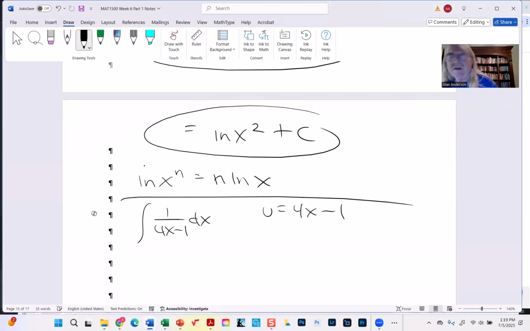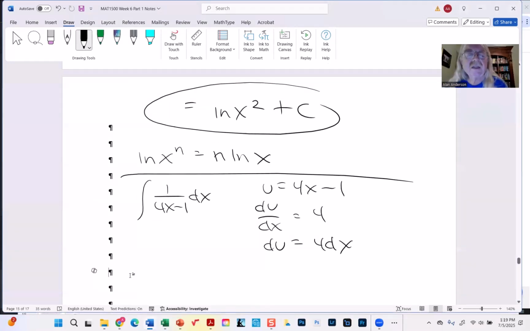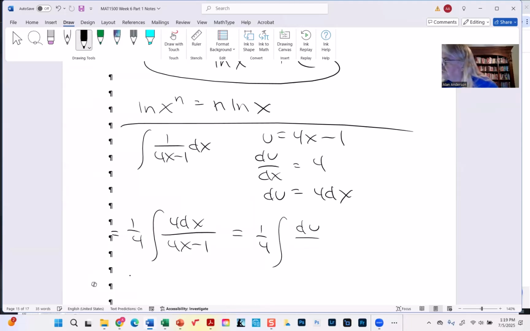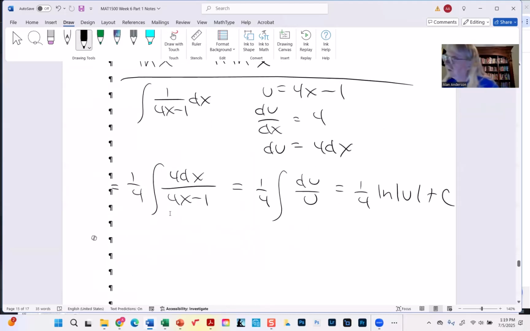If we let u be 4x minus 1, then du is 4 dx. Now, you can see we don't have the 4 dx, so we can supply that constant ourselves. And of course, we can rewrite this as 1/4 du over u. And then we just have to substitute for the u.